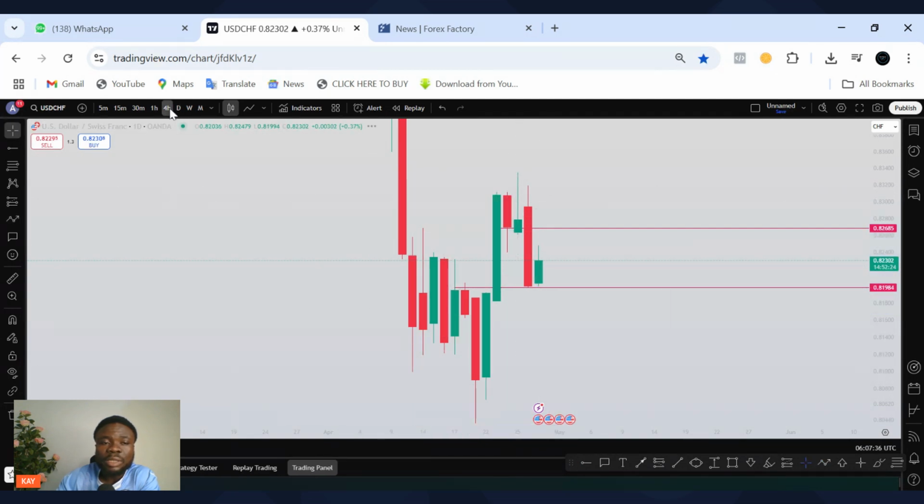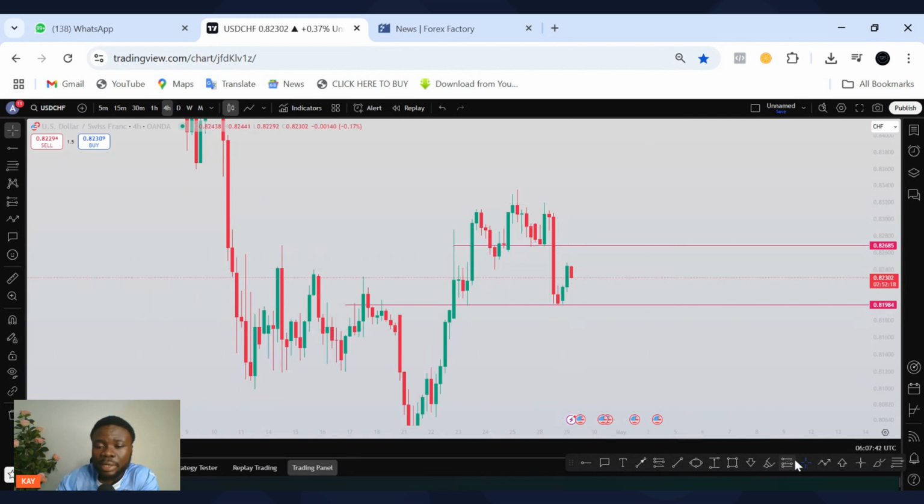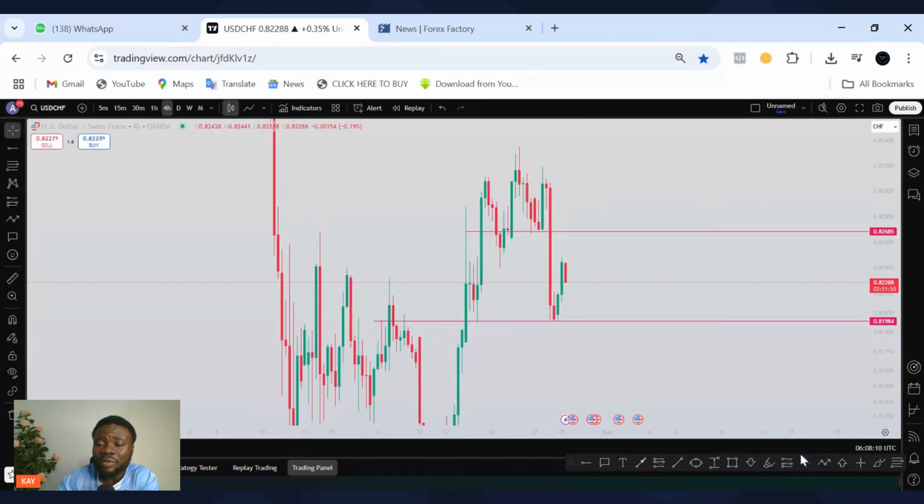Looking at the H4 time frame on USDCHF, at the moment it is a downtrend. So at this point the daily is an uptrend and H4 is a downtrend. What I'm interested in is price breaking out from this zone, or price forming some structure. So I'm not interested in any trade. I don't have a daily bias on USDCHF.